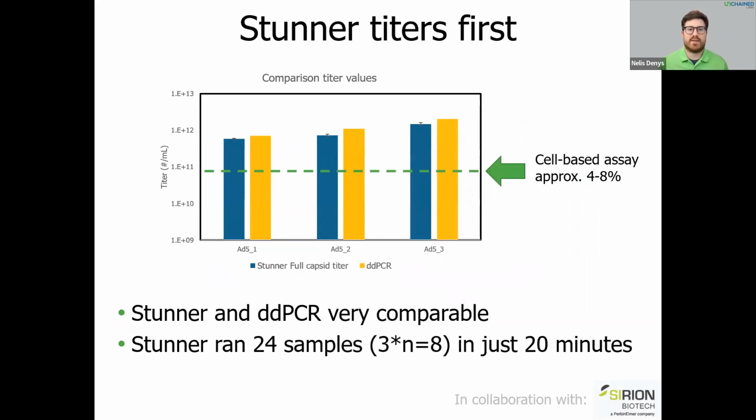And so if we look at that data, the dotted green line is about where the infectious assay titers would be. And as is expected, physical titers are a lot higher. But the exciting part here is that for these samples, Stunner and ddPCR show very comparable results. So using Stunner as that sneak peek in their process would work nicely. And the big benefit here for the customer, Stunner generated all this data, which are octuplicates on these 3 different lots, in just 20 minutes, while with ddPCR, this will take you hours.